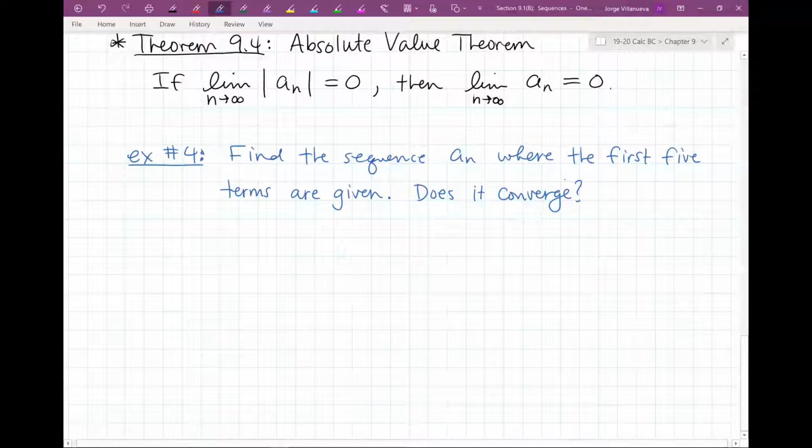So, here are the first 5 terms. 2, 4/3, 8/5, 16/7, and 32/9.